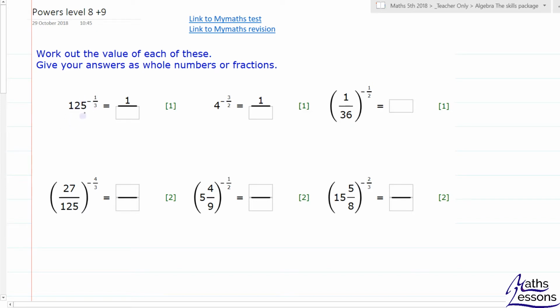So 125 to the power of minus 1 over 3. The minus, remember, means 1 over. So you've got 1 over 125 to the third. Third means cube root, and the 1 means to the power of 1. So that's equal to the cube root of 125, then all to the power of 1. Cube root of 125 is 5. 5 to the power of 1 is just 5. So I'm going to give you about 30 seconds to see if you can do these two, and then we'll move on to the bottom one. I'll give you an example.